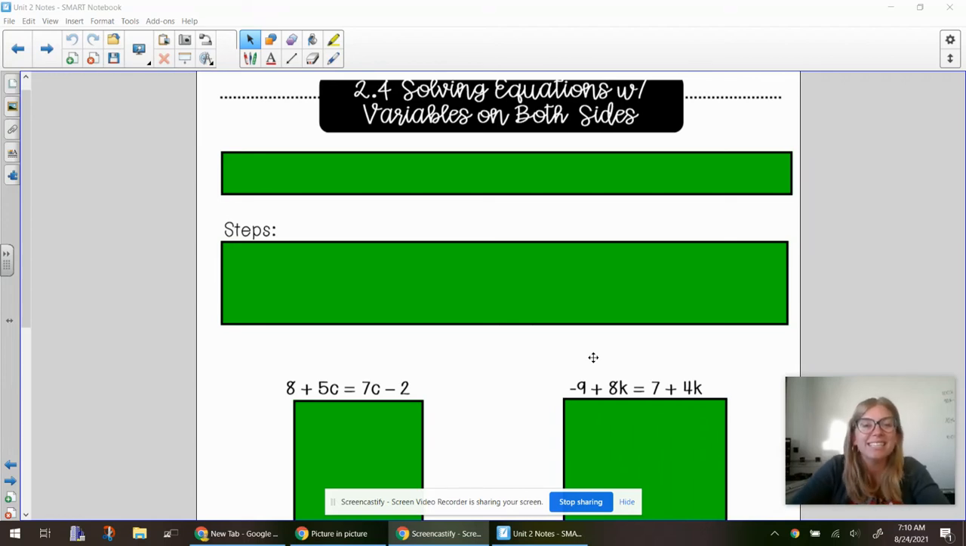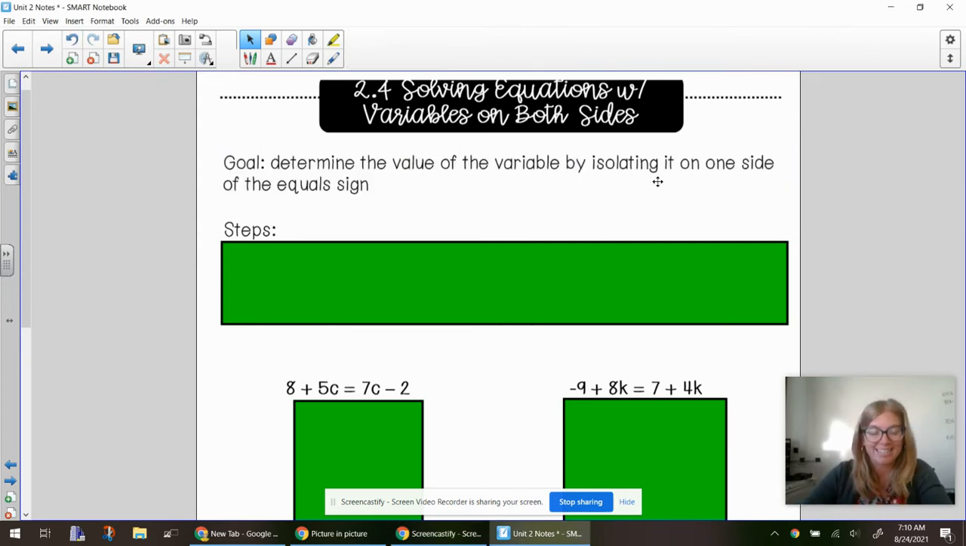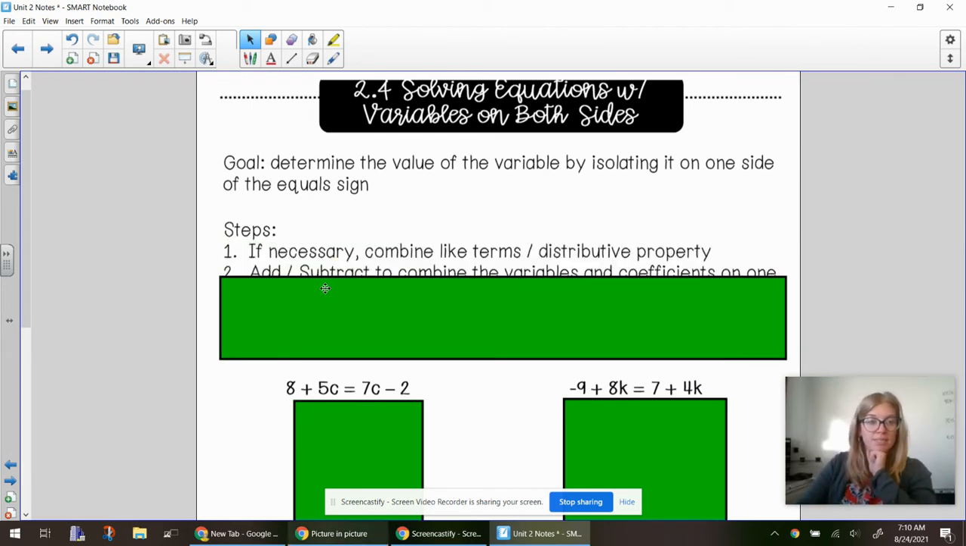Hi everybody, I'm Miss Cooksey. Today we're going to talk about solving equations with variables on both sides of the equal sign. So, just like in the last couple of videos, our goal is the exact same. We're determining the value of the variable by isolating it on one side of the equal sign. So, we're going to try to get the variable by itself on one side of the equal sign. The tricky thing here is, if you look at these examples, we have variables on both sides of the equal sign.